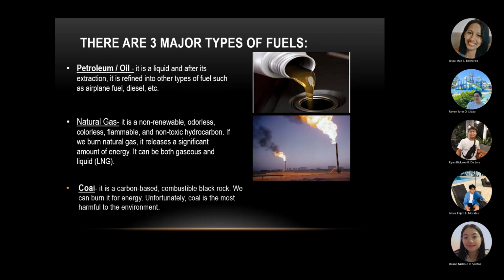For the next one, we have coal. It is a carbon-based combustible black rock. We can burn it for energy. Unfortunately, coal is the most harmful to the environment.